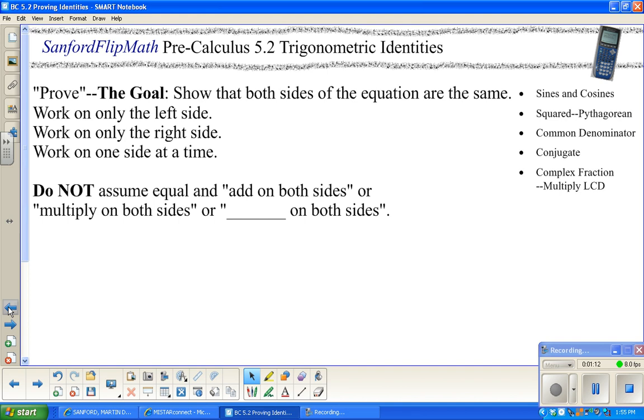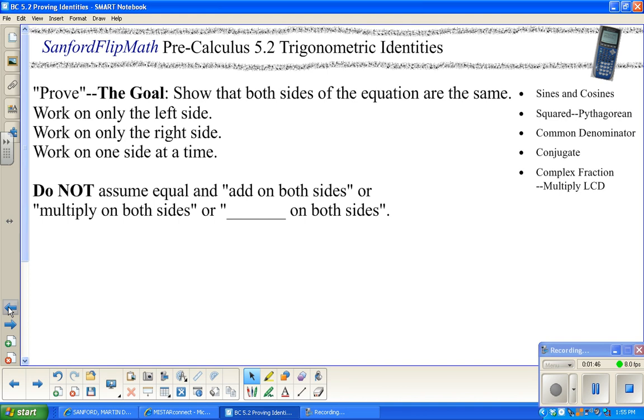First of all, to prove an identity or to verify an identity, the goal is to show that both sides of that equal sign are the same. You have three options. You can work only on the left side and try to get it to look like the right side. You can choose to only work on the right side and try to get it to look like the left side. Or it is okay to work on both sides, but only one at a time.